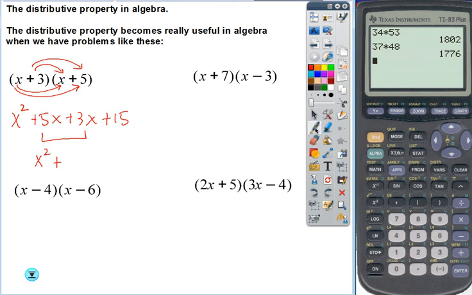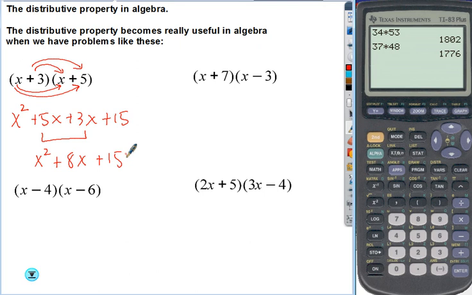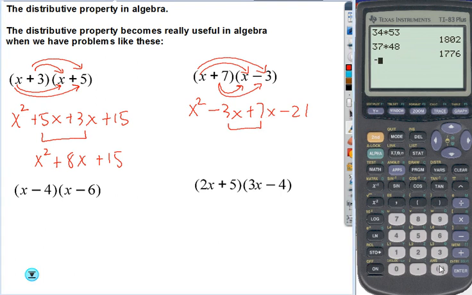When you combine these terms, you're going to add them together. Plus 15. Sometimes you have a positive and a negative. X times x, x times negative 3. X squared minus 3x. 7 times x is plus 7x. And a negative times a positive will give you negative 21. I combine these middle terms. You can use your calculator. Negative 3 plus 7 would give you a positive 4. So your final answer would be x squared plus 4x minus 21.